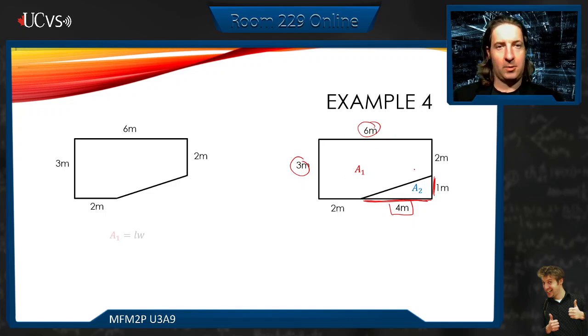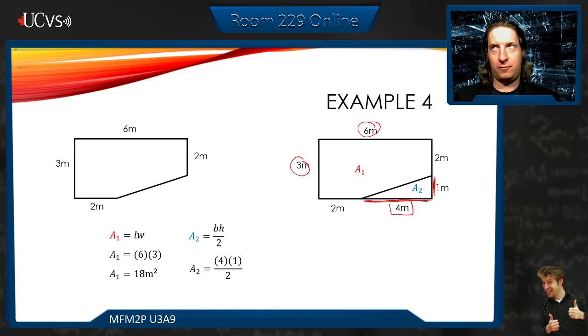So let's calculate A1. That's just length times width, right? It's a rectangle. So length times width, 6 times 3. So the bigger rectangle is 18 meters squared. My triangle is going to be base times height divided by 2. That's going to be 4 times 1 divided by 2. 4 times 1 is 4. 4 divided by 2, that's just 2 meters squared.